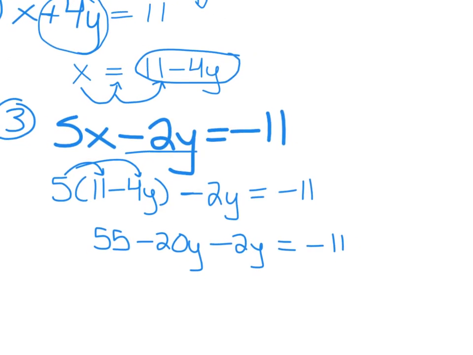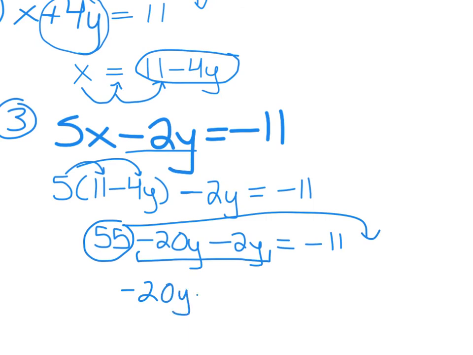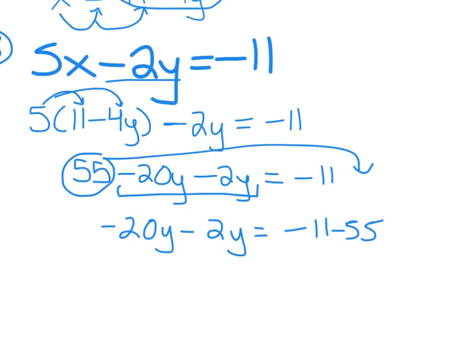And now we're going to move all the letters to one side and all the numbers to the other side, just like we did in the previous unit. You can use that method of putting up a wall. So this 55 belongs with the 11 on the other side. And this negative 20 and negative 2 will go together. So negative 20, negative 2, negative 11. And now that 55 is the only one that's changed. It used to be a positive 55. Now it's negative 55. And then we'll begin collecting like terms. So negative 20 minus 2 is negative 22y.